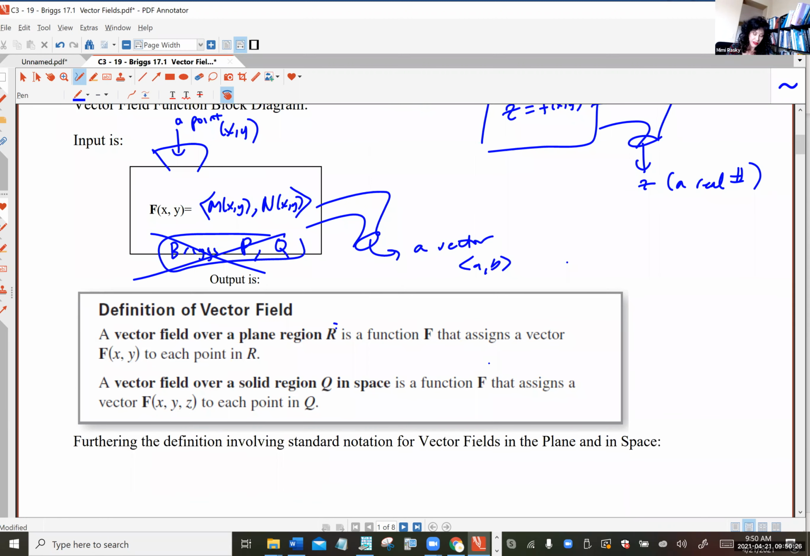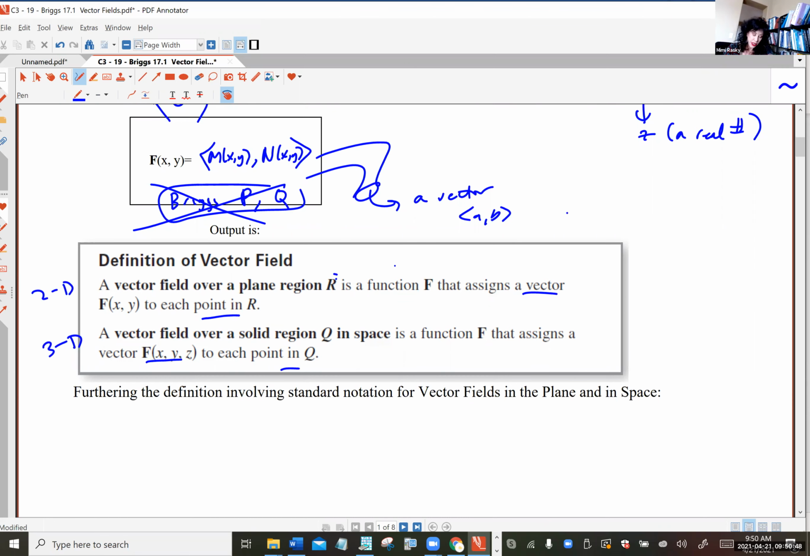Fine. So here's the official definition, the 2D and the 3D definitions. A vector field over a plane region is a function that assigns a vector to every point in the region R that's in the plane. And we saw some pictures, 2D vector field pictures. And then we saw some 3D vector field pictures too. I just showed you some graphs of those. Three-dimensional vector fields: you have a vector field over a solid Q in space that is also going to assign a vector to a point, except the point will be an ordered triple and the vector will be three-dimensional.